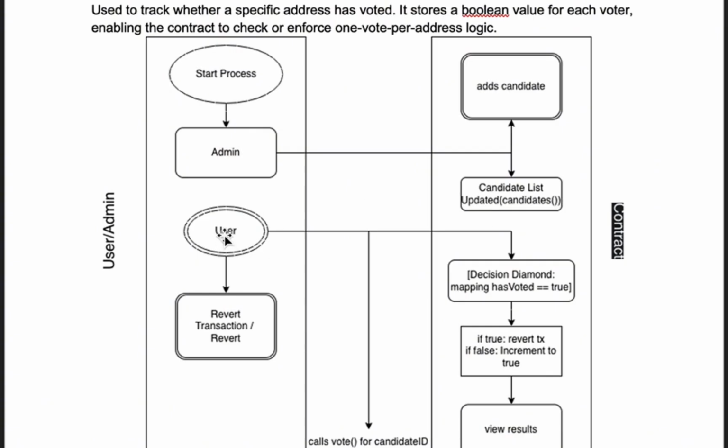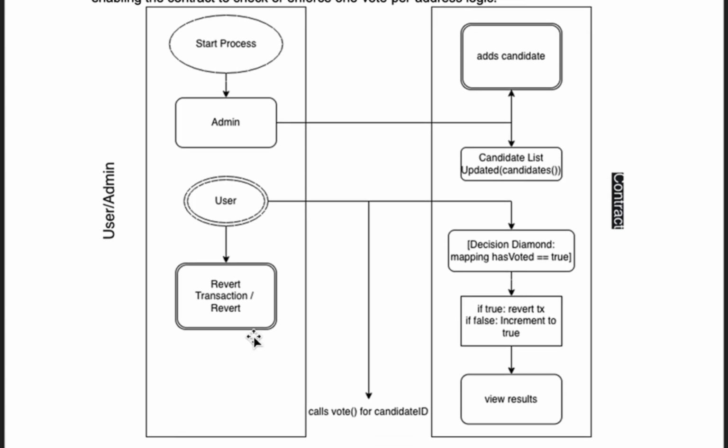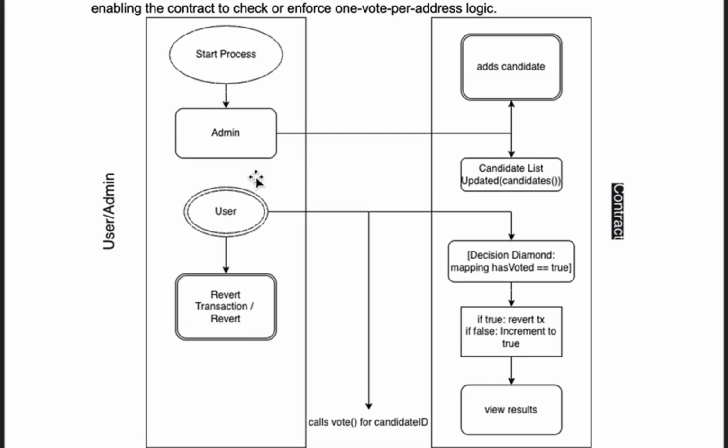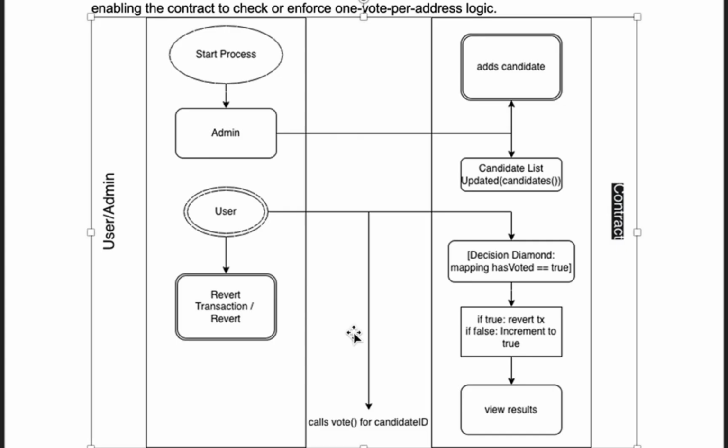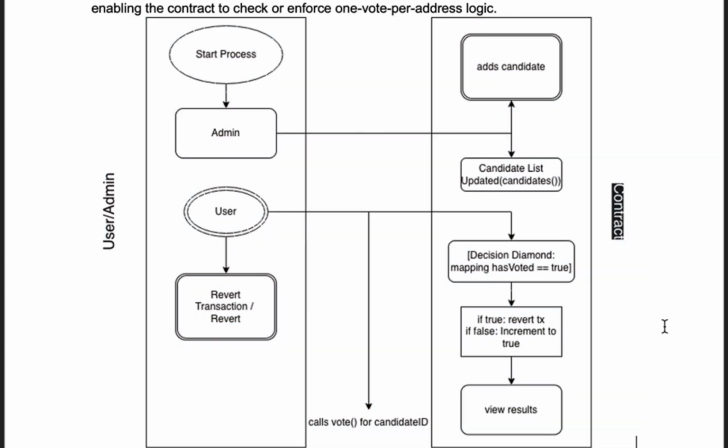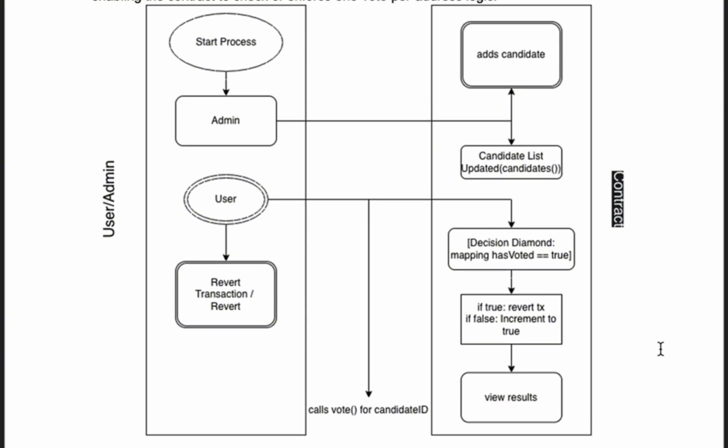Now let's look at the user flow. When a user decides to participate, they call the function vote for a specific candidate ID. The system asks: is the candidate valid and has this address already voted? If the mapping shows the user has already voted, the transaction is reverted to prevent double voting. However, if the mapping is false, the system proceeds. It updates the user's status to true and increments the vote count for the chosen candidate in the registry. Finally, the system allows for public transparency. Any participant can call the view results function.